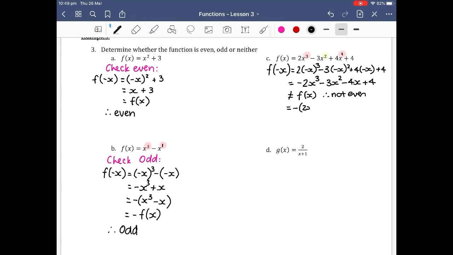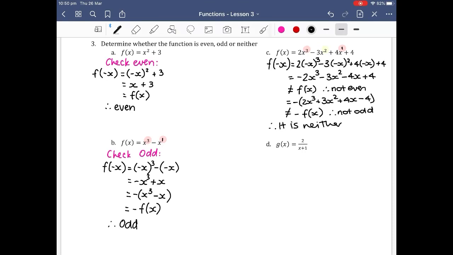So then can we take something out the front? If we took our negative out the front, we'd have negative of 2x cubed plus 3x squared plus 4x minus 4. So that is not the same. This function here is not the same as what we were first given. So it can't equal the negative of the function. So therefore it's not odd. So as it's not odd or even, it is neither.